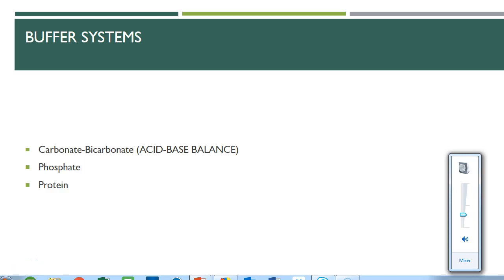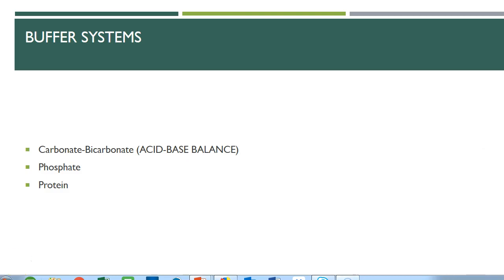Alright, so we are talking about acid-base balance disorders, and we are discussing the carbonate-bicarbonate buffer system. There are other buffer systems in our body, such as phosphate and protein, but this time we are discussing carbonate and bicarbonate because that is what regulates the ABG.